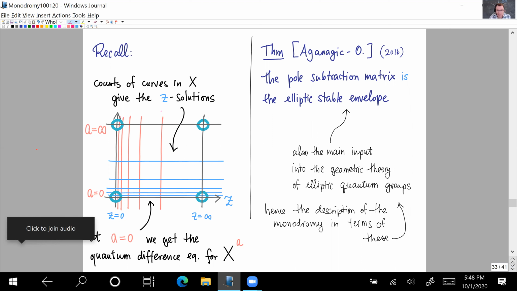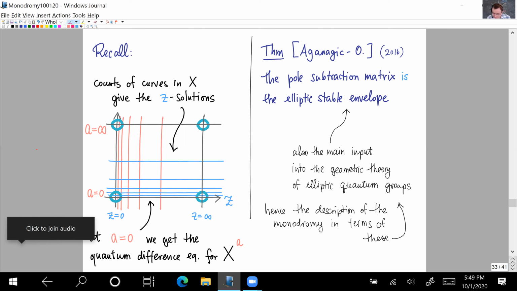Anyway, it has to be here too, because here it has to contain the Z dependence. Z is a variable in Pic⁰ of your elliptic homology, or Pic⁰ which comes from Pic of your variety, in fact. And so there's a theorem which we proved back then with Mina, that the pole subtraction matrix is that elliptic stable envelope.